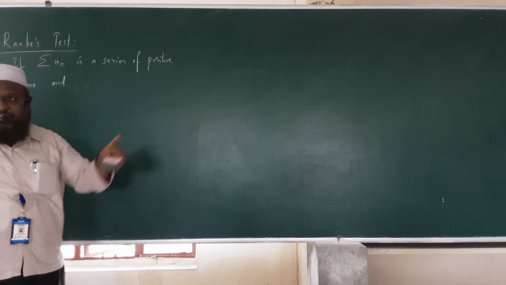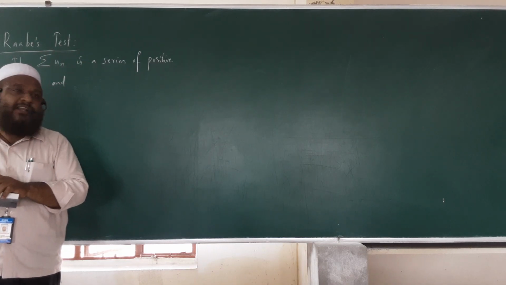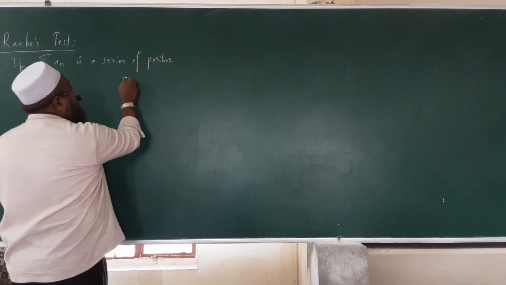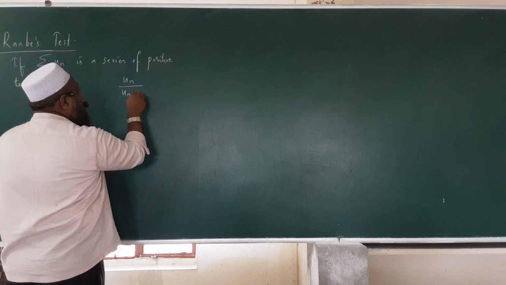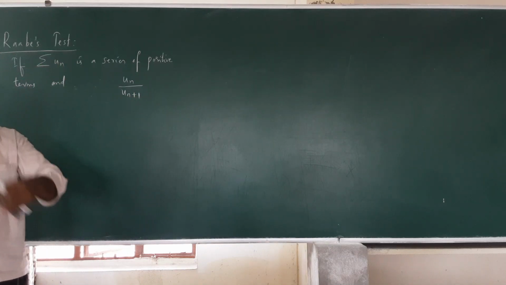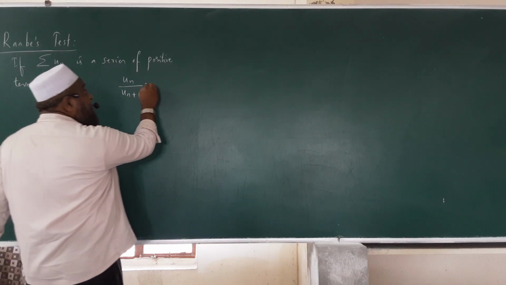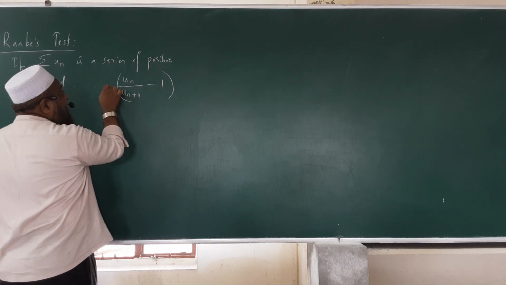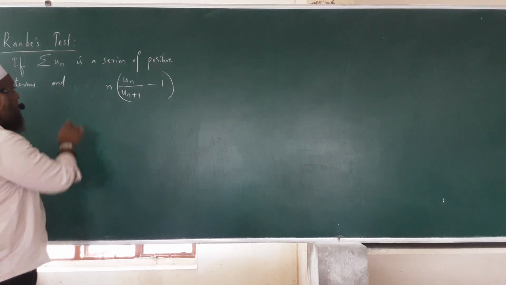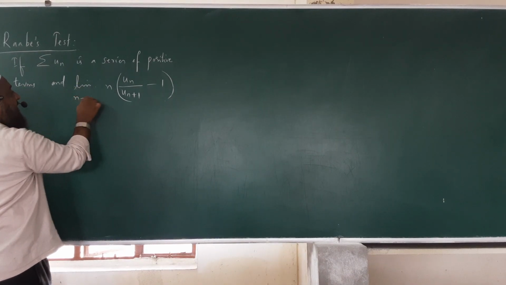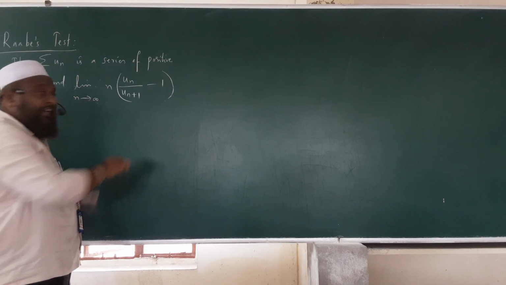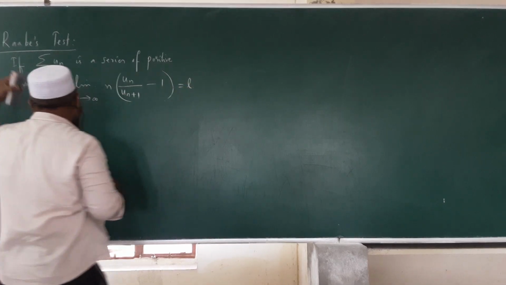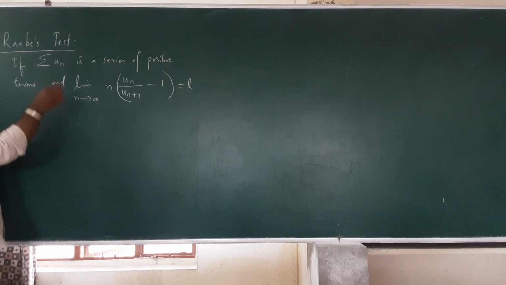And when the ratio test fails, you already have un plus 1 by un. Just do the reverse, that is un by un plus 1. Whatever result has come, take the reciprocal, subtract 1 from that, and whatever comes, multiply by n. Then apply the limit as n tends to infinity. If this limit comes equal to some number L, then these are all conditions.